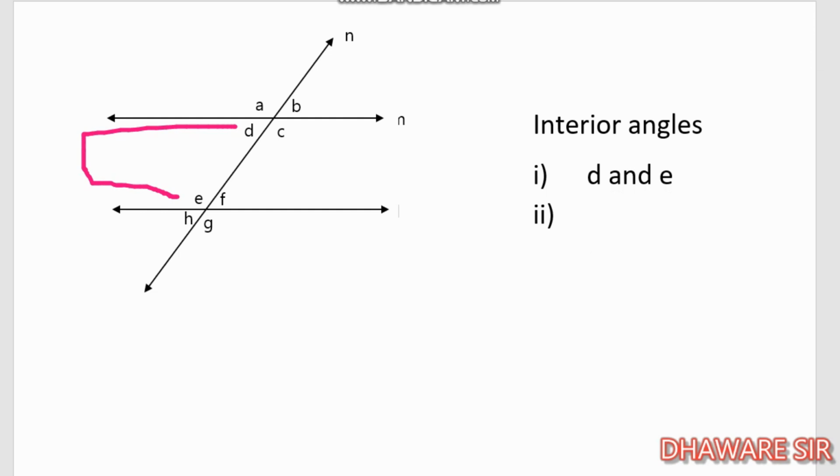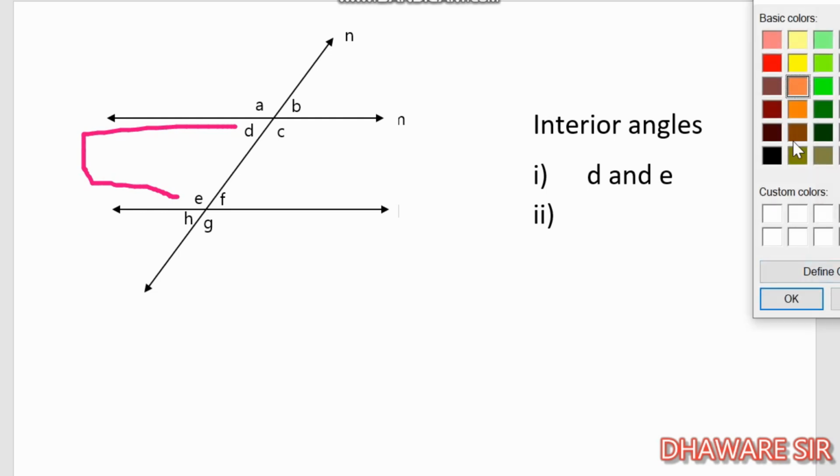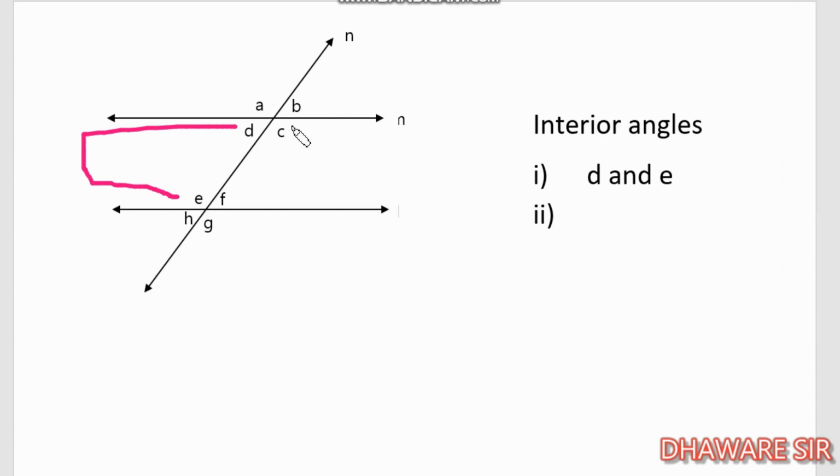And the next one, so this is the second pair of the interior angles, C and F. So this is the second pair. There are two pairs of the interior angles. Now the third type is alternate angle. We can write here below, alternate angle.